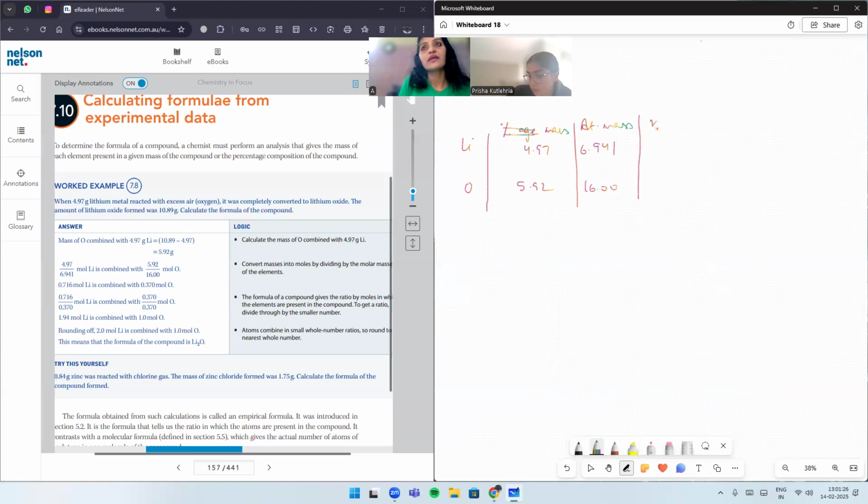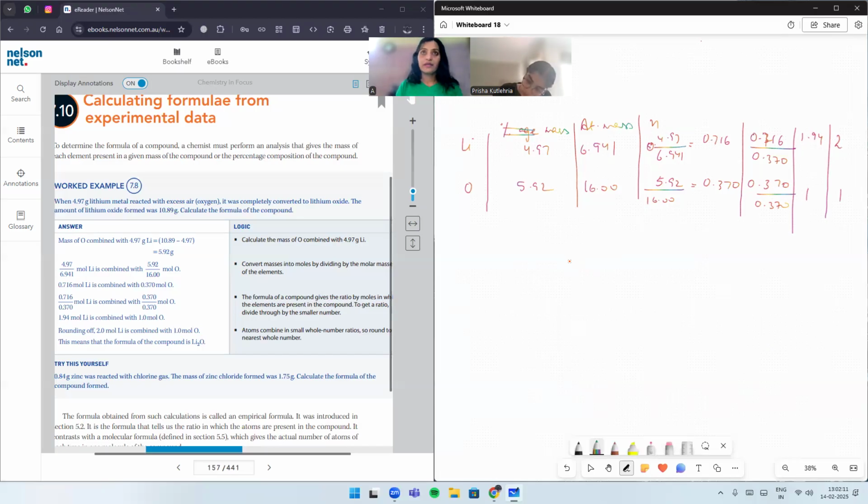Then I'm going to make the column for the number of moles. Here I'm going to get 4.97 over 6.941, so this is going to give me 0.716. Here 5.92 over 16.00 is going to give me 0.370. Then I'm going to use the concept of ratio. So it is 0.716 over 0.370, and 0.370 over 0.370. The simplest ratio comes out to be 1.94 and it is 1. So rounding off gives me 2 and 1.